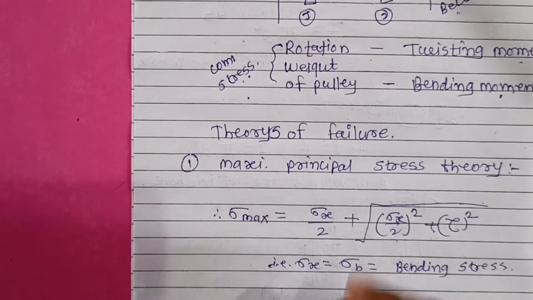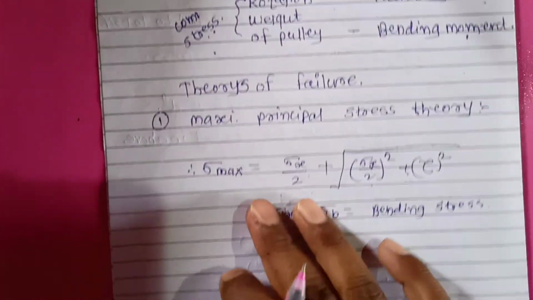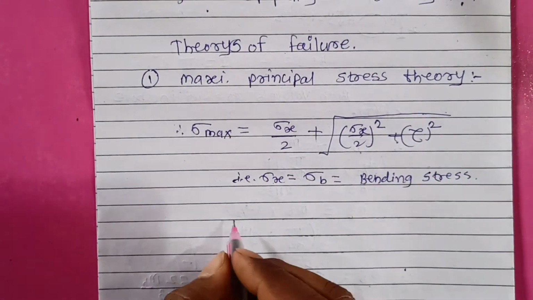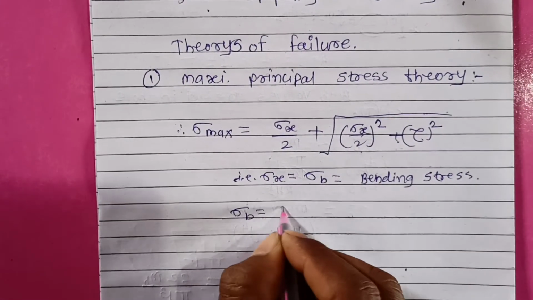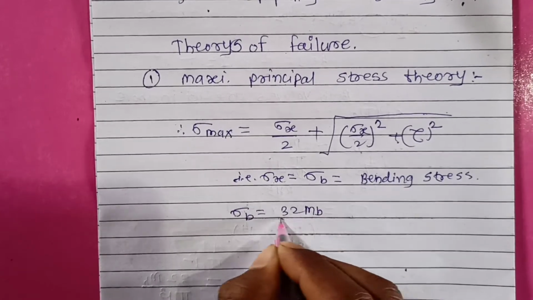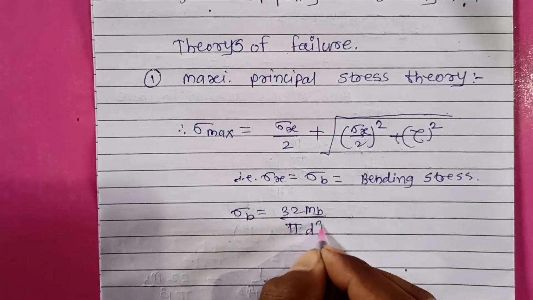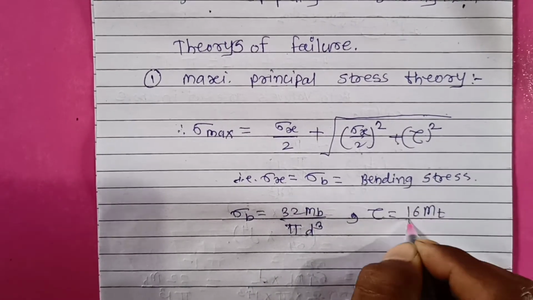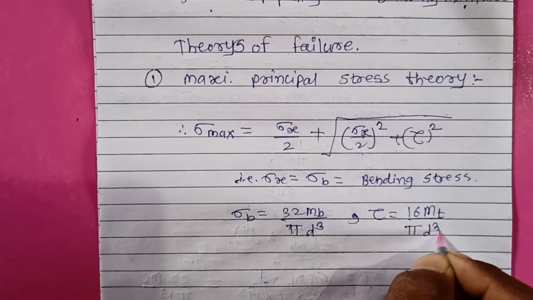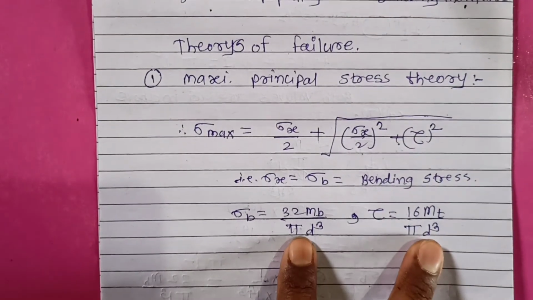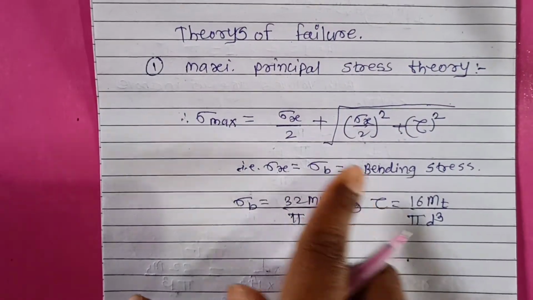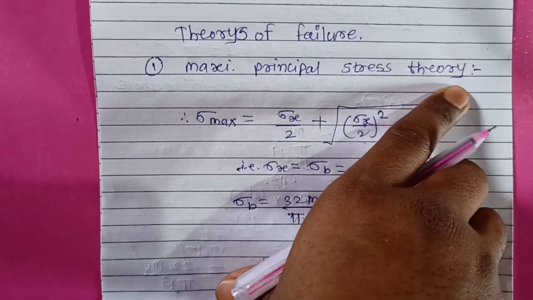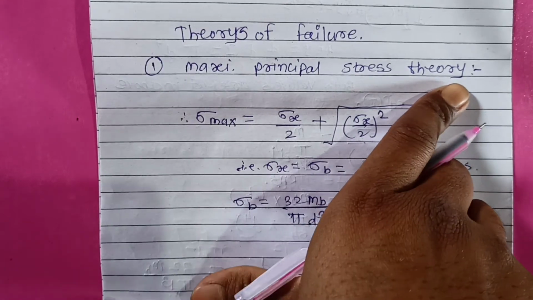Now here we know the values of sigma b and tau. What is the value of sigma b? Sigma b is equal to 32 mb divided by pi d cube, and the value of tau is 16 mt divided by pi d cube. These two values are put in this equation to calculate the formula for maximum principal stress theory. The maximum principal stress theory is used for brittle material.